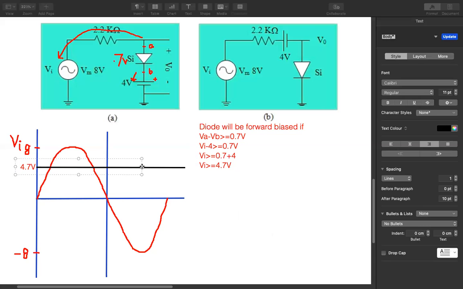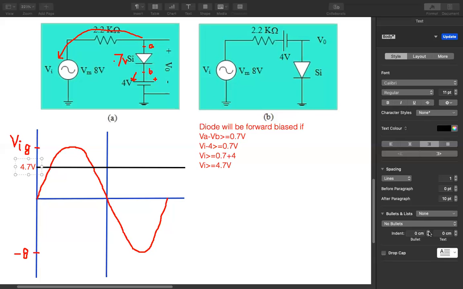Now, if your input voltage is greater than 4.7 volt, then your diode is forward biased. After reaching this step, you will try to find out the output voltage when your diode is forward biased. For that, what will you do? For that, you have to draw the equivalent circuit.